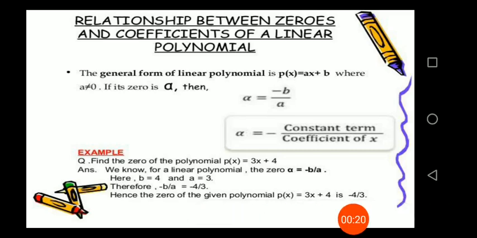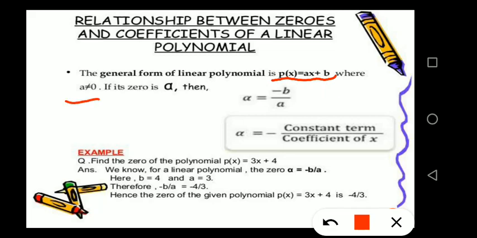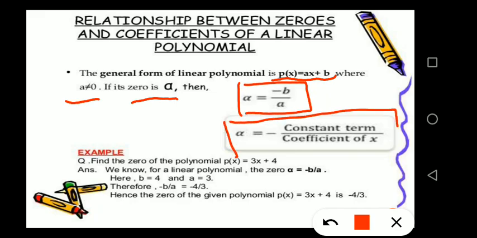We know that the general form of a linear polynomial is p(x) = ax + b, where a is not equal to 0. We know that a linear polynomial has only one zero. So let's take the zero as alpha. Then the relationship says that alpha is equal to minus b by a, or alpha is equal to minus of constant term by coefficient of x.